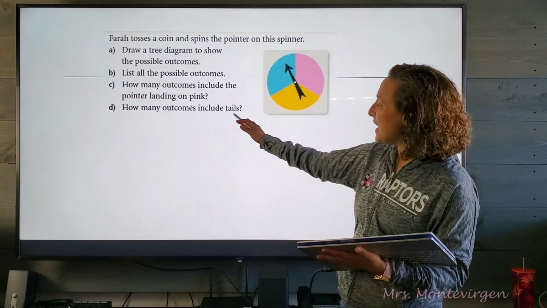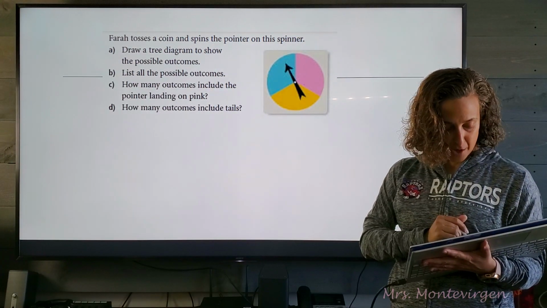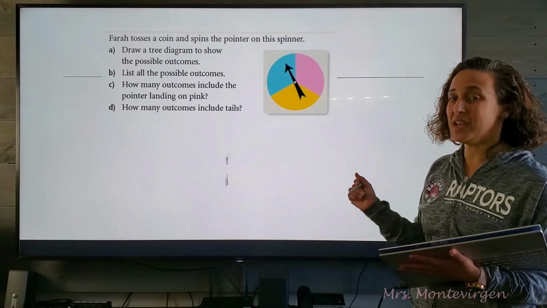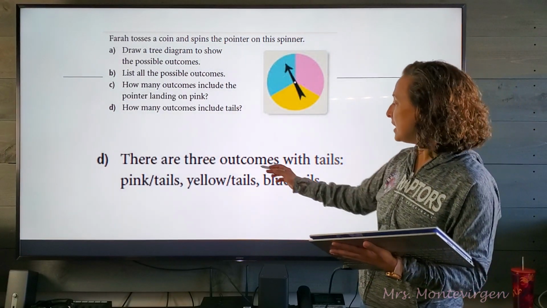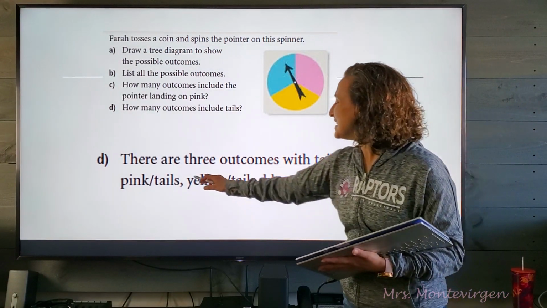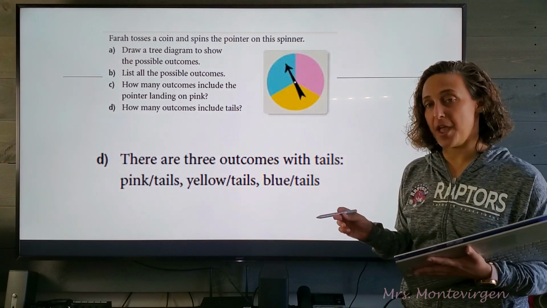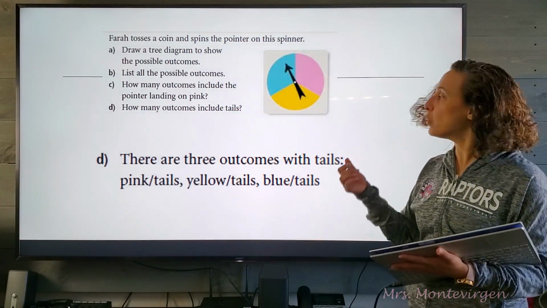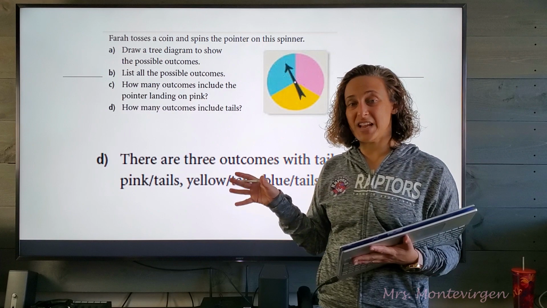And the last question, how many outcomes include tails? Again, all I'm doing here is listing them out, and there are 3 outcomes, and I tell you what they are. Okay, so there's your lesson for today.